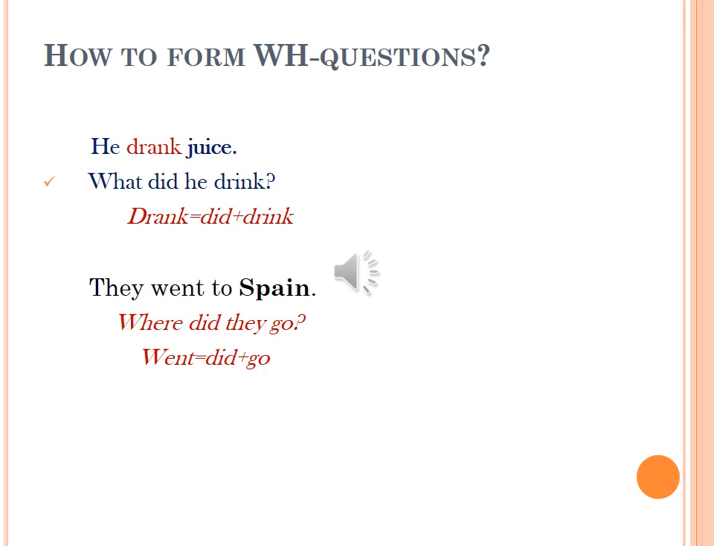Did plus the present form of the verb. And look at the next sentence. They went to Spain. Where did they go? Went will become did plus go. So we can frame the question like where did they go? Where is the question word, did the helping verb, they the subject, and go the main verb.